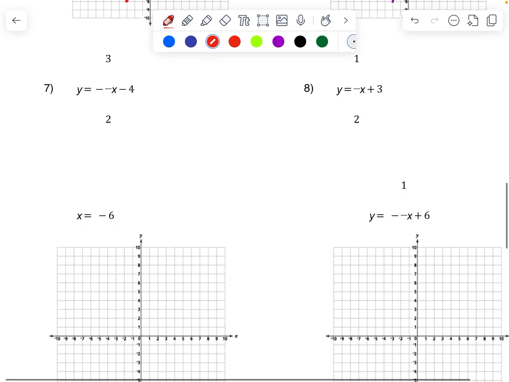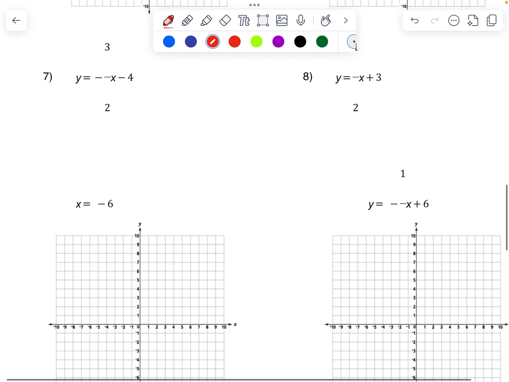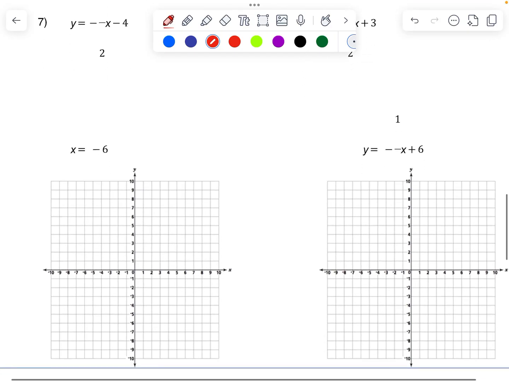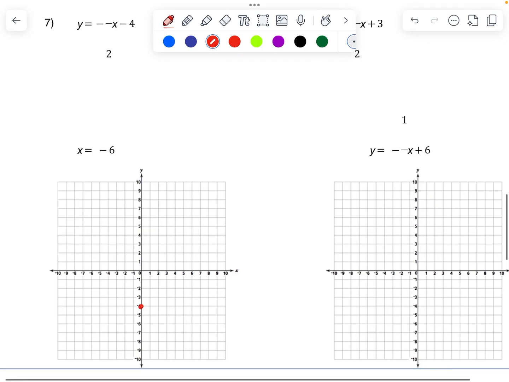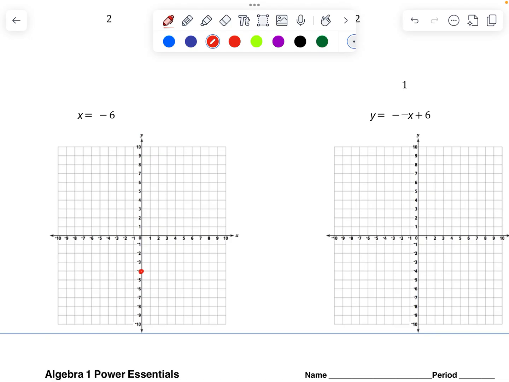Number 7, y equals negative 3 over 2x minus 4. Find your y-intercept first. That is minus 4, or negative 4. And our slope is negative 3 over 2. So from that point, we're going to go down 3, right 2, down 3, right 2. And our slope may also go in the opposite direction. Instead of down 3 and to the right 2, it may go up 3, left 2. Up 3, left 2.